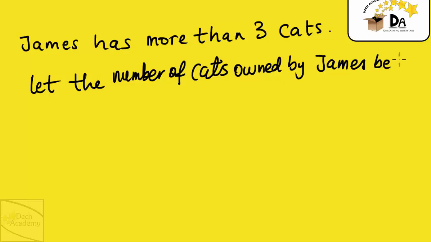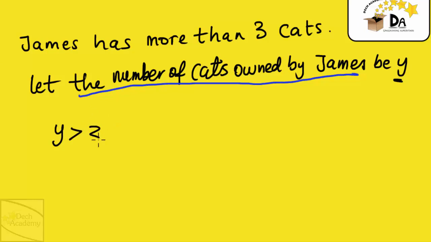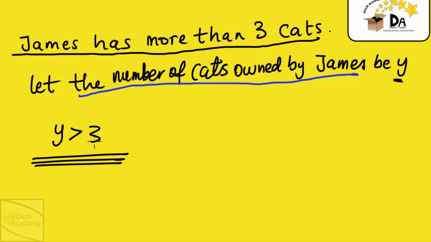Let this be y. Now, if y is the number of cats owned by James, if I say y is greater than 3, what this inequality or algebraic expression is saying is that the number of cats owned by James is greater than 3. And that conveys the same meaning as this sentence here, which says James has more than 3 cats. Same meaning, but it just took us 3 characters. Here we had to use 1, 2, 3, 4, 5, 6 words. So you can see the utility of algebraic expressions.